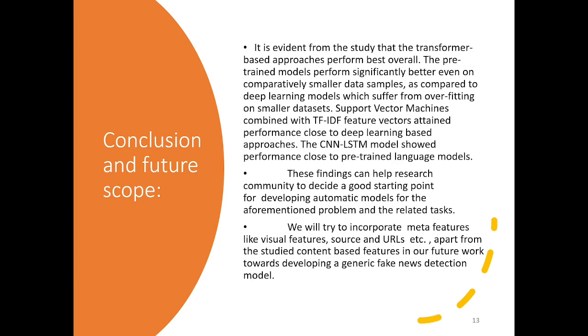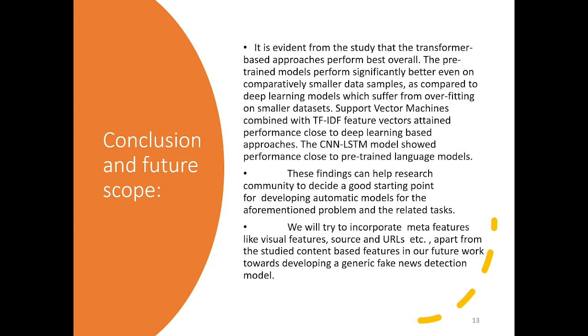So, in conclusion, we see, as is obvious, the pre-trained language models are the best overall, and in case of the deep learning models, the combination of CNN and LSTM shows performance close to some pre-trained language models, because what we mean over here is that they perform well overall when compared to the classical machine learning models and the other deep learning models, and this can be a good research direction, like where to start from if new research has to go in this domain. This can provide a good starting point.